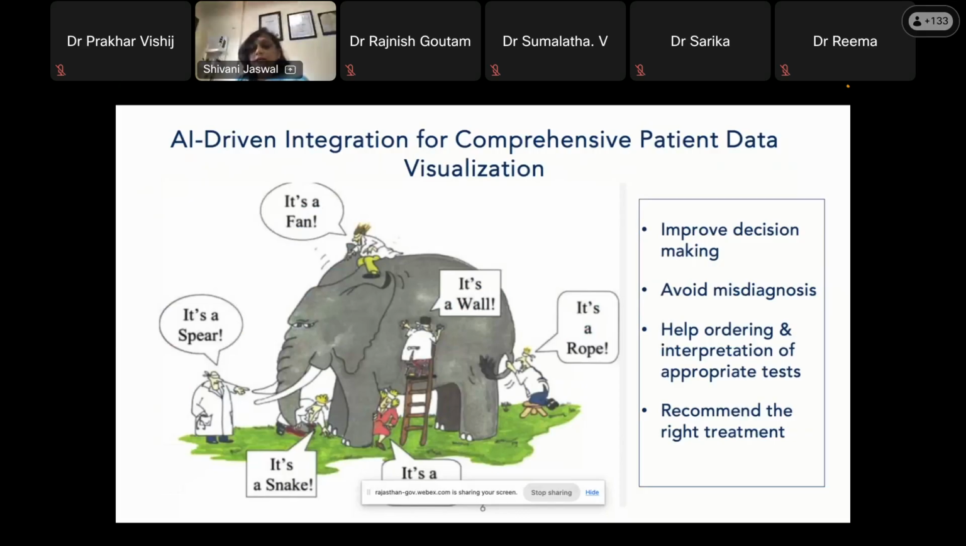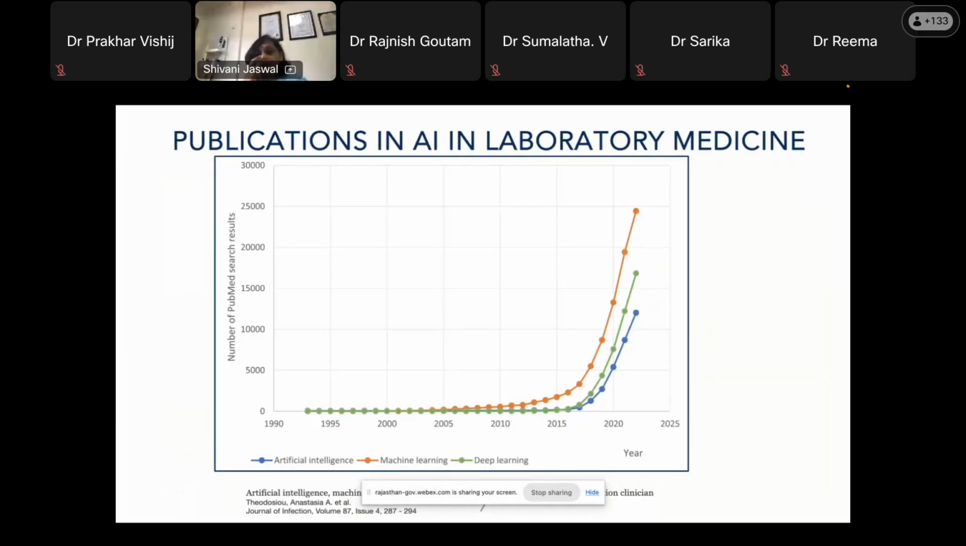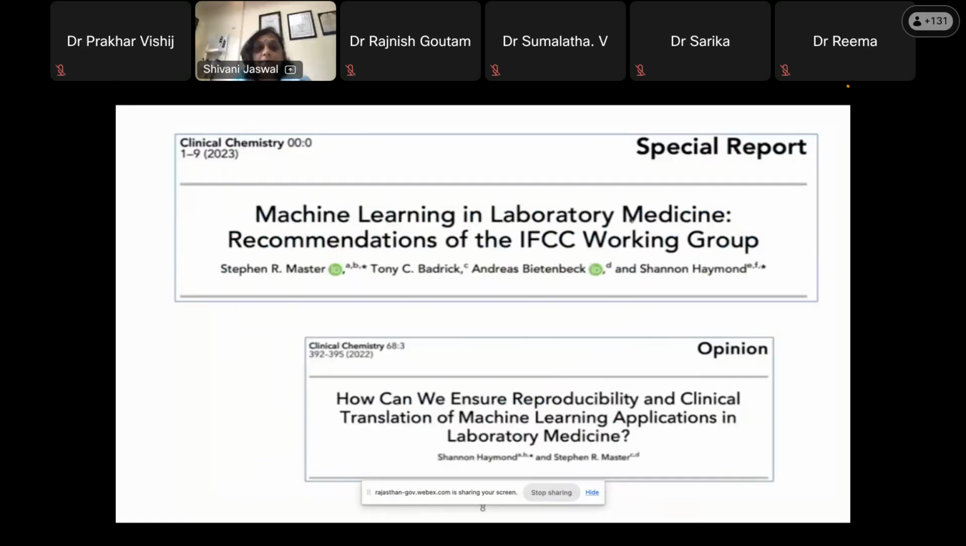And for all this, AI helps us. It comes into the picture. It makes some tools that we can use to get a composite view of the patient's condition. So there's a lot of research that is going on in the implementation of AI in laboratory medicine, a lot of research work in development of different AI tools that can be used in various aspects of the laboratory. And this is pretty evident from the large number of publications that have really come up in the last few years in AI, machine learning, and even deep learning.